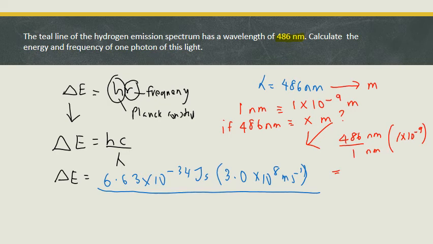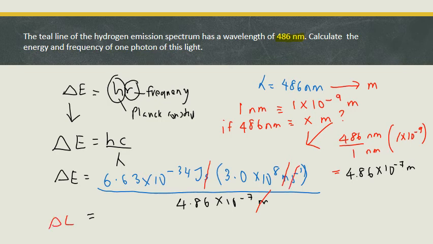So, jawapannya berapa? Calculate. Kita akan dapat 4.86 kali 10 negatif 7 meter. Jadi, wavelengthnya adalah 4.86 kali 10 negatif 7 meter. Okey, jadi kita dah samakan unit meter dengan meter. Jadi unit ini kita boleh matikan sebab kita tahu energi mesti dalam bentuk joule. Jadi matikan unit meter, mati dengan meter. Second, mati dengan second negatif 1.